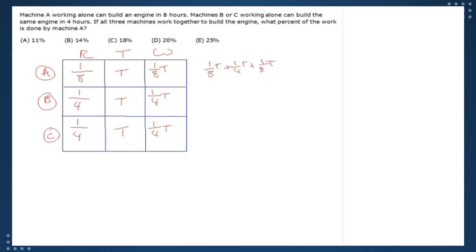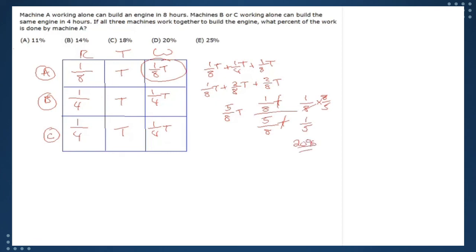So we'll notice that the common denominator is 8. That's 2 HT, 2 HT, so that is 5 HT. And then it's the work of machine A. You'll see machine A does 1 HT work. Cancel, cancel. We get 1 over 8 times 8 over 5. Cancel, cancel, 1/5, 20%. So don't do algebra on these percent questions. You don't need to, and you will be very, very, very successful.